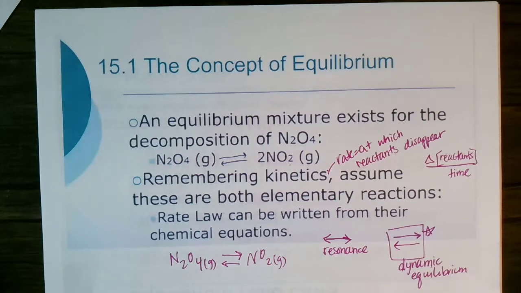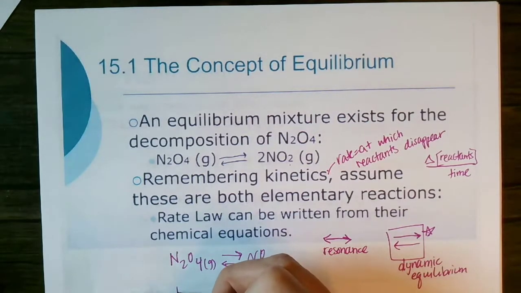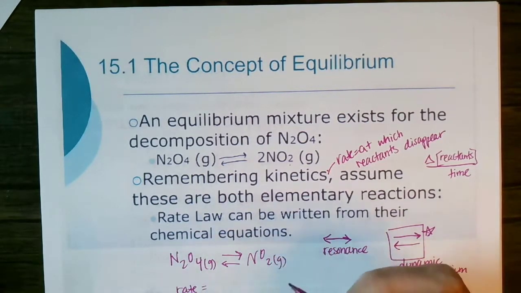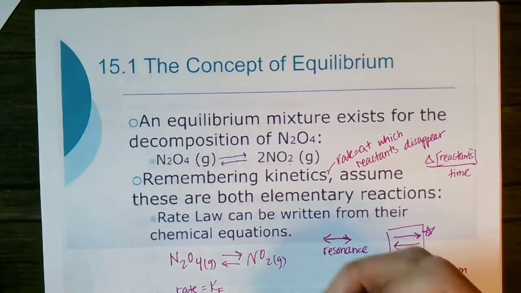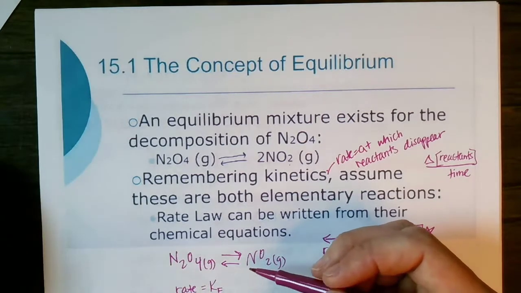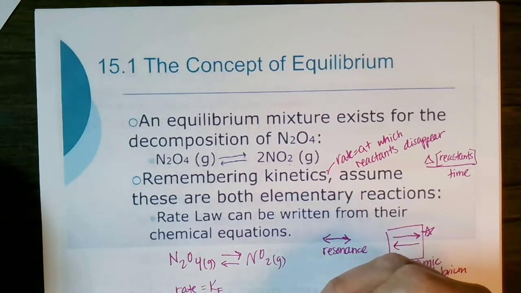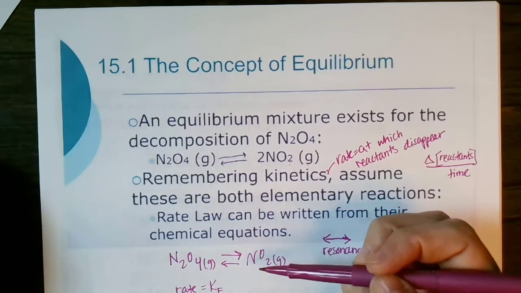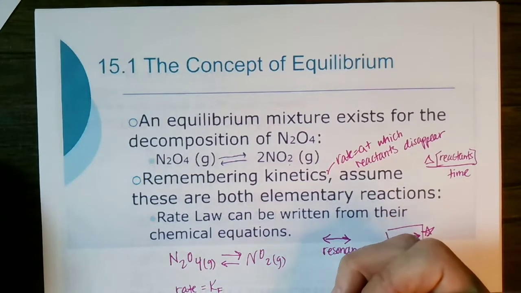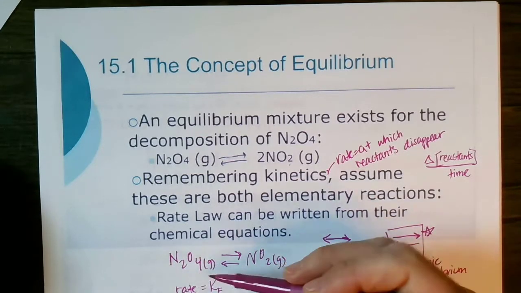Okay, so to write this, we need to determine what this rate is. So we're going to write this rate. We are going to use Kf, the constant for the forward reaction. What we're measuring is how long it takes for our reactants to disappear. That's what our rate law constant in the forward direction is going to tell us.